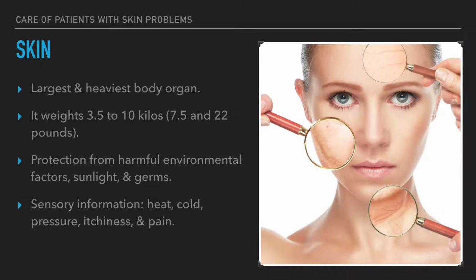Another very important function that the skin does is that it plays a very important role in temperature regulation. And we're going to go into detail about that in some other videos as well, okay? But these things that we see here are the main key points that we need to keep in mind when we talk about the skin. Now, since we got that covered, let's jump right into our topic for today.